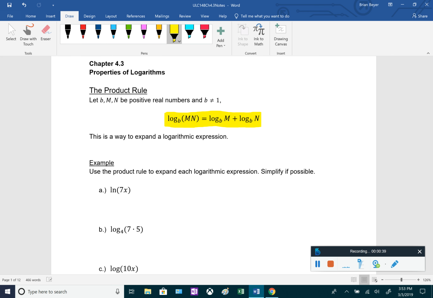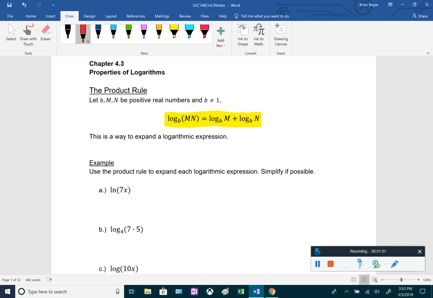It says that log base b of m times n, so things being multiplied, we can split that up and make it log base b of m plus log base b of n. It's called the product rule because the input is being multiplied, m times n. You can split it up by giving each factor its own log base b and separating them by addition.